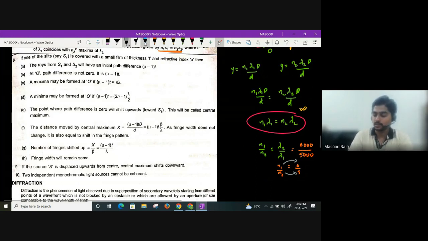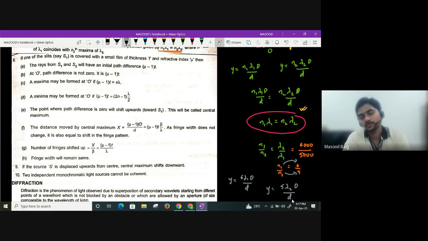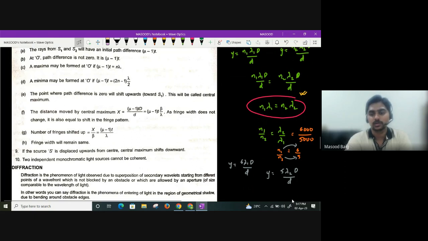They will ask you to find the position, guys. How will you find the position? Very direct. I can write it as 6 lambda 1 capital D by small d, or you can write the position as 5 lambda 2 capital D by small d. Capital D and small d will be given. They will ask you to find the position of the point where maximas are coinciding. So what is the condition for maximas to coincide at a point? n1 lambda 1 should be equal to n2 lambda 2. Wavelengths will be given. From there you can find n1 and n2, and from there you can find the value of y. Clear, all of you? It's a very, very important case. Previous years' questions were asked from this particular concept. Understood?